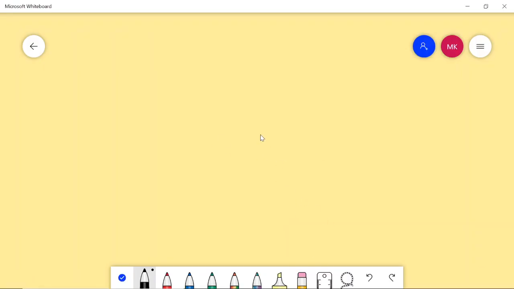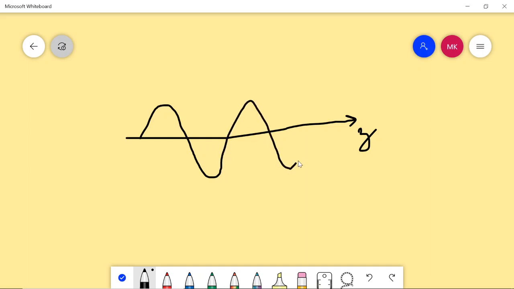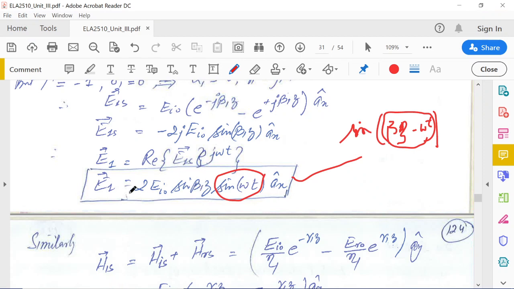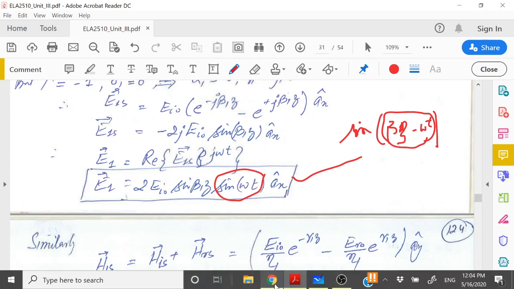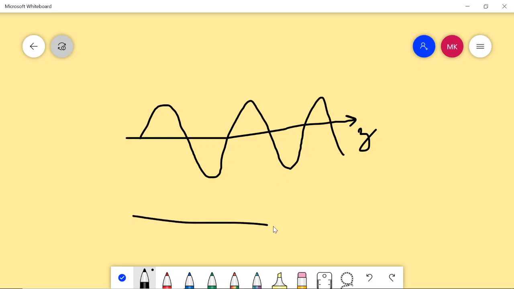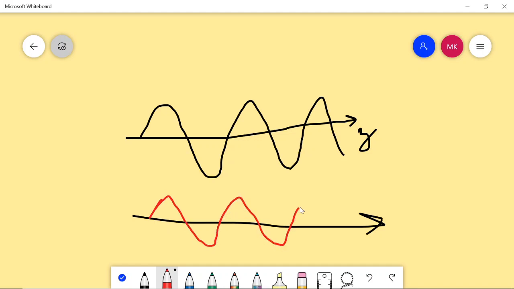So what will it look like? Let this be the z axis, and there will be a sinusoidal variation. At a particular time it is just a function of sine beta z, multiplied by some constant 2Ei. When you look at a different time, this value will be multiplied by a different factor. So at the next instant, the same wave will have reduced magnitude. Same wave, but reduced in magnitude.